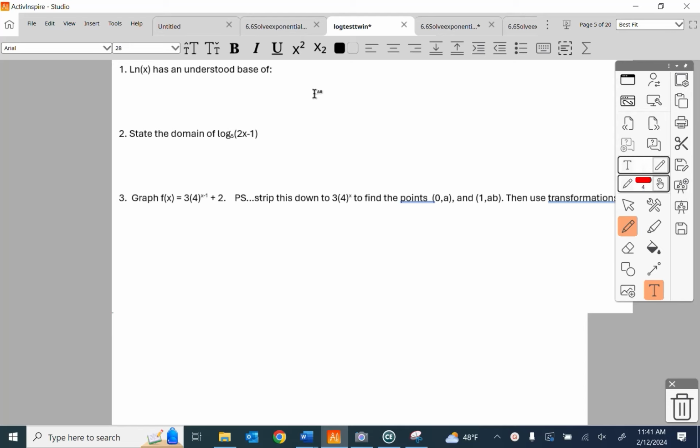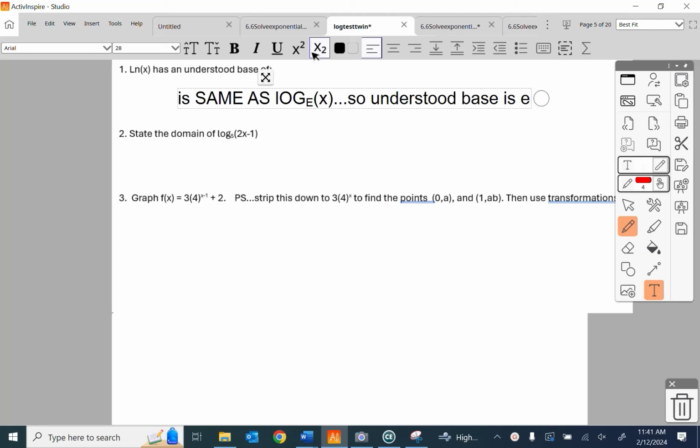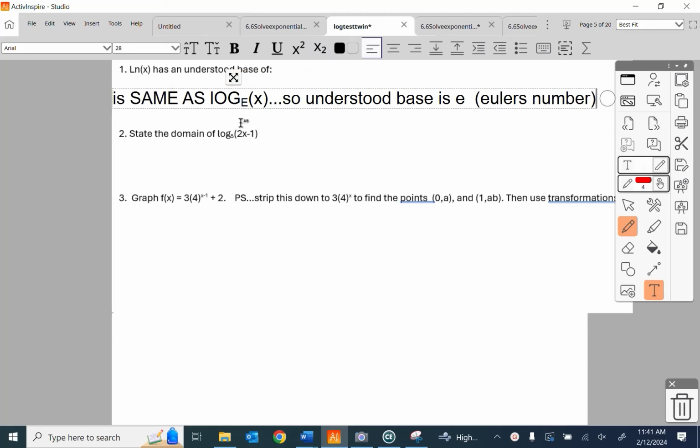So here's part one. ln of x is the same as log base e. The understood base is e, which by the way was Euler's number. I don't know if you remember that or not, but that was Euler's number.